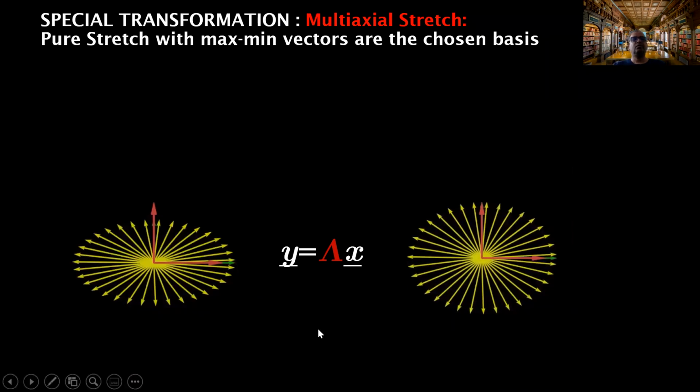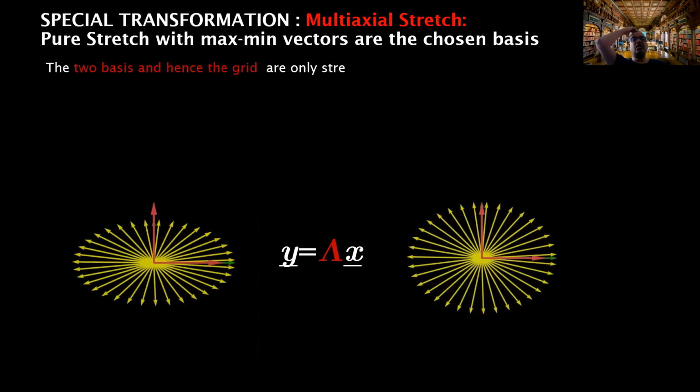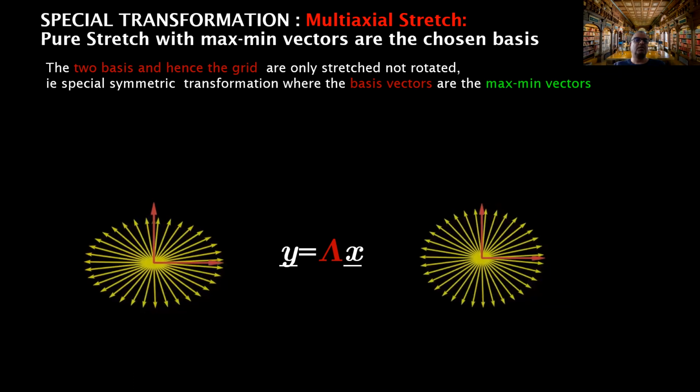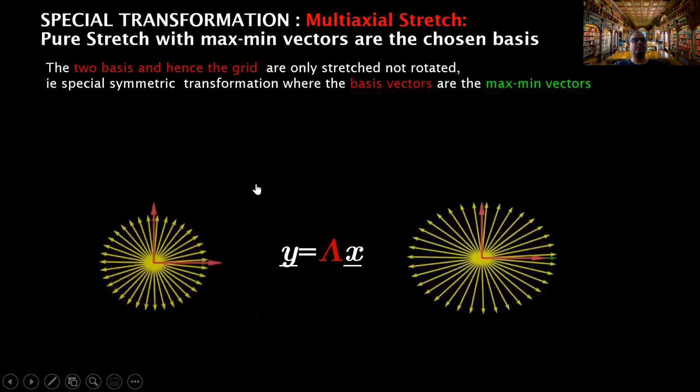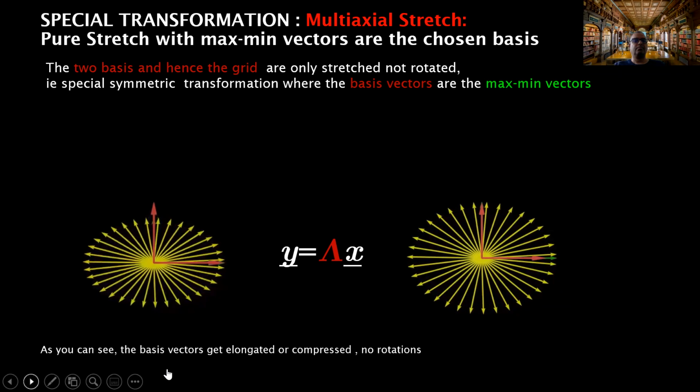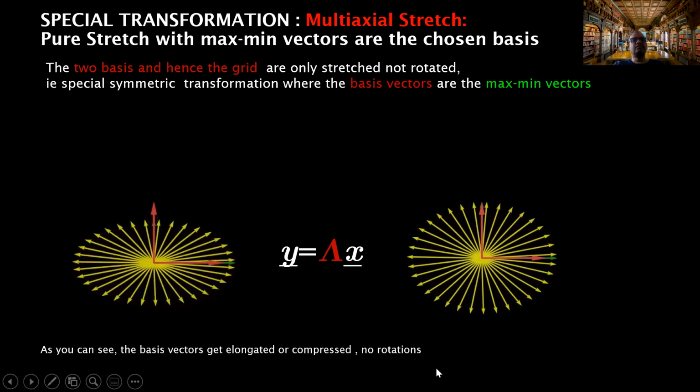Can you see that? So that's the diagonal matrix. The two bases, and hence the grid, are only stretched, not rotated. So this is a special symmetric transformation when the basis vectors are the min-max vectors. So that's very convenient. The basis vectors get elongated or compressed. There are no rotations.